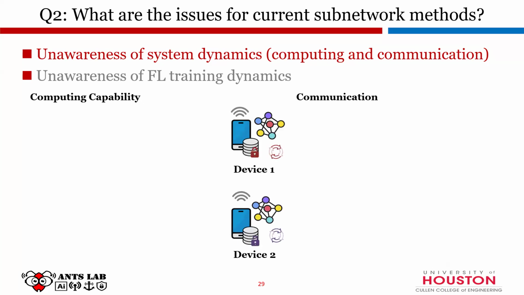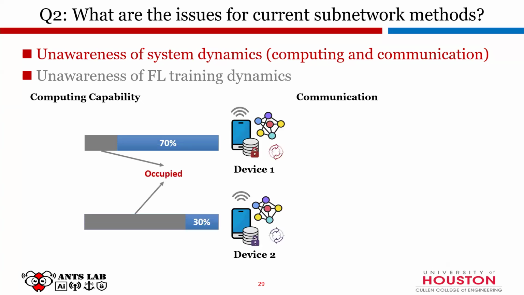So let's say we have device 1 and device 2, where on the first device, 30% of the CPU resource is being occupied by other background applications. Device 2 has 70% being occupied.